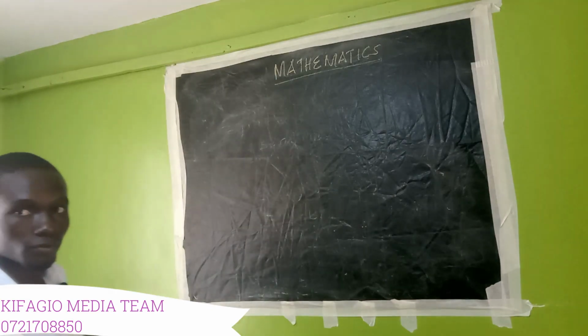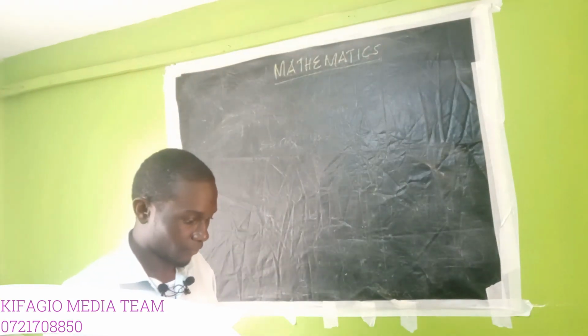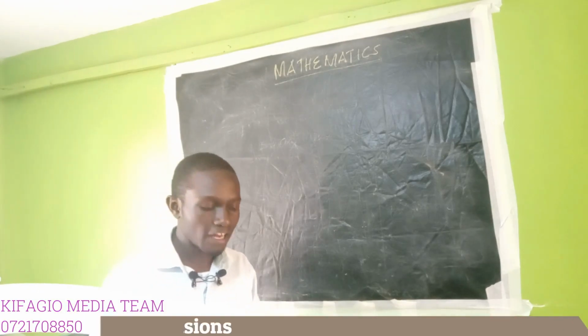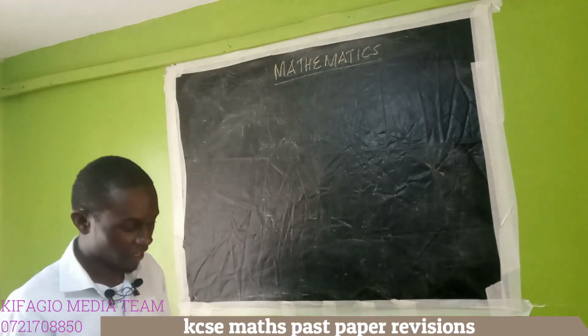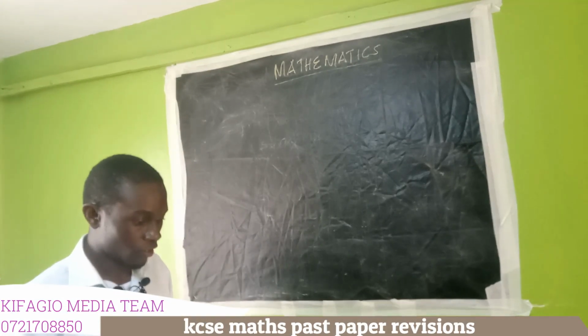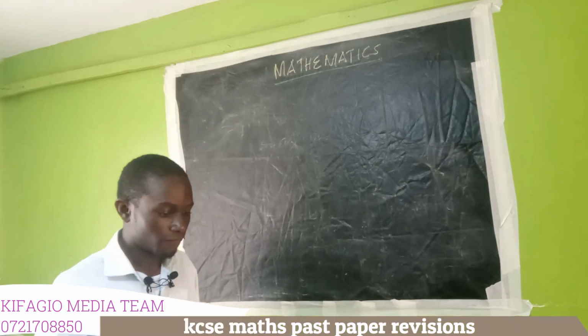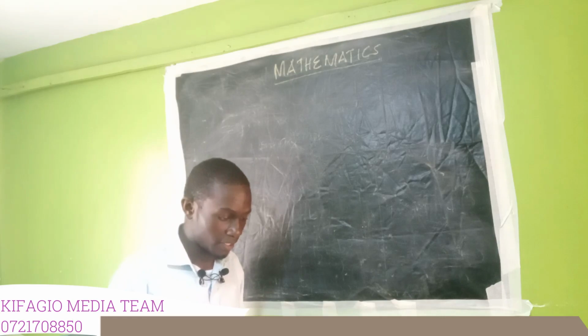Okay. So, we have question number 1. The gradient of the curve y is equal to ax squared plus bx at the point (1, 5) is 7, where a and b are constants. Find the value of a and b.